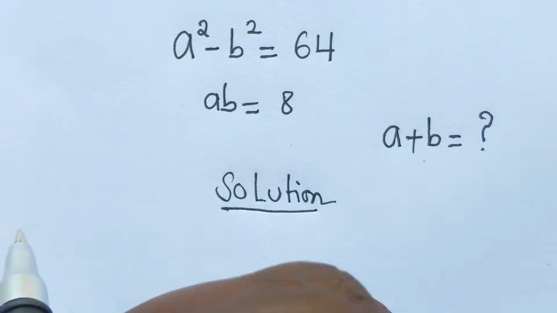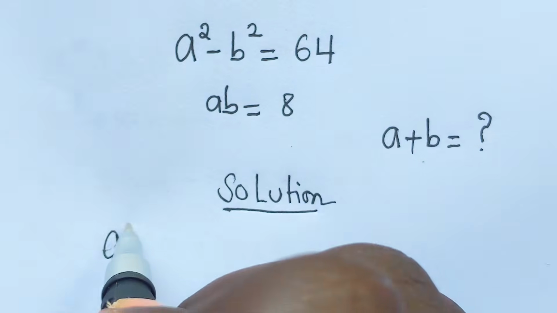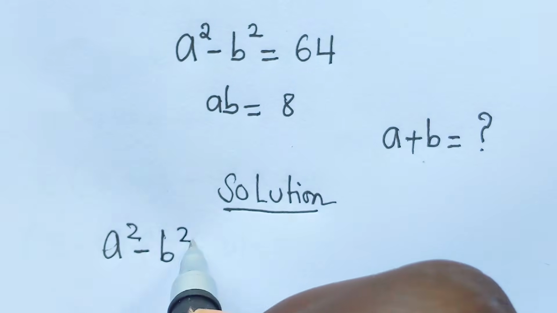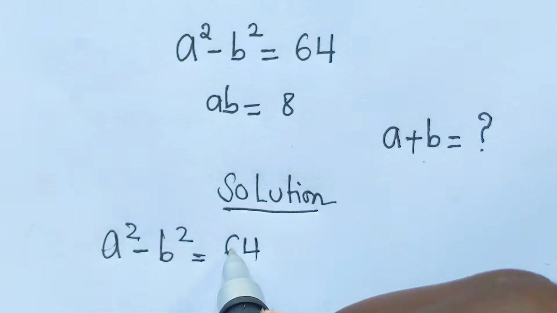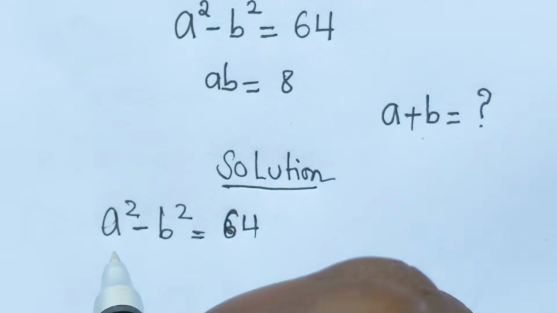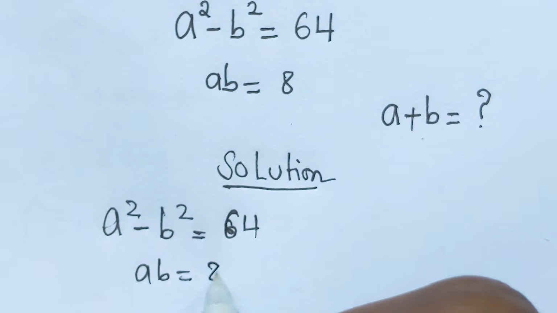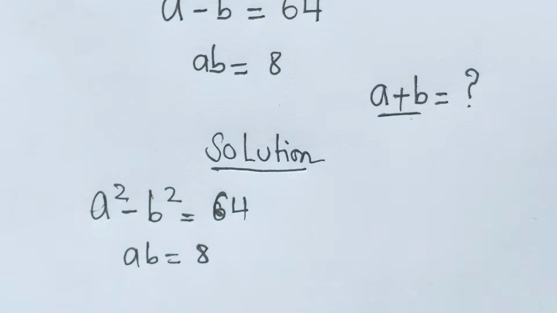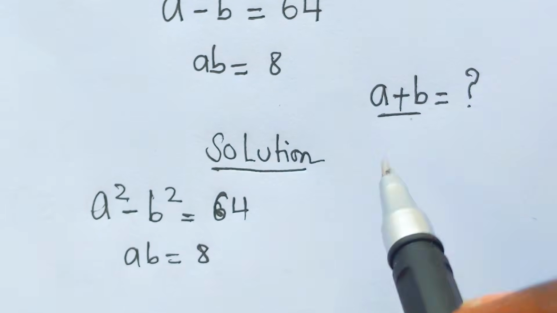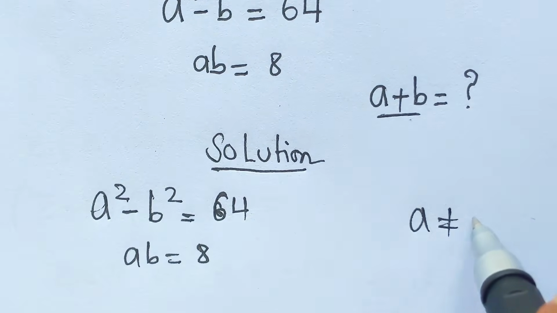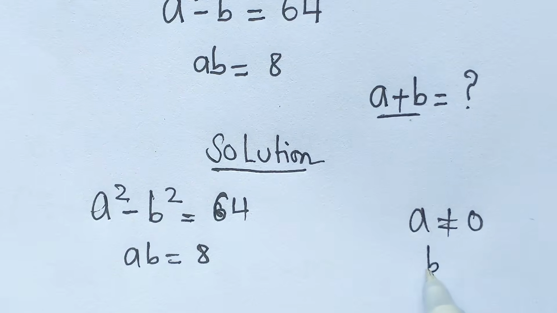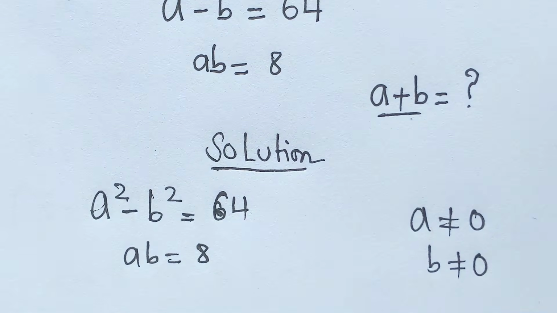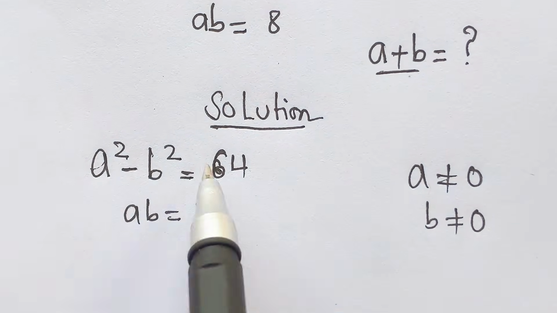And of course, the first thing is to copy what we have. We have a squared minus b squared equals 64, and here ab is equal to 8. You're supposed to find a plus b. And the condition, as you see next to this equation, is that a does not equal 0, and of course b does not equal 0, in order for this equation to be successful.